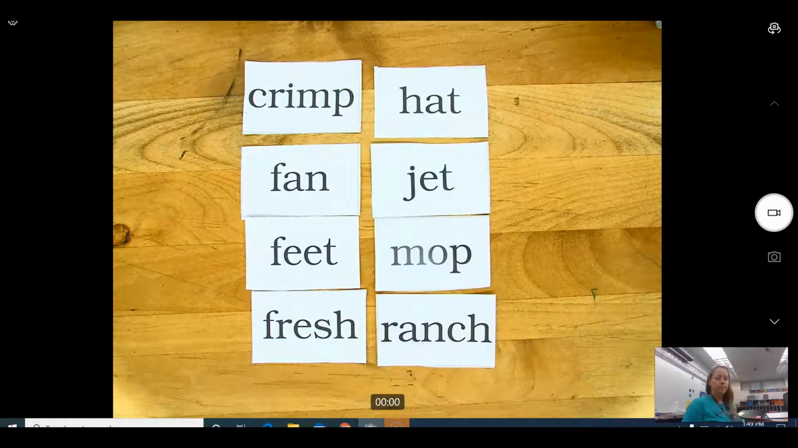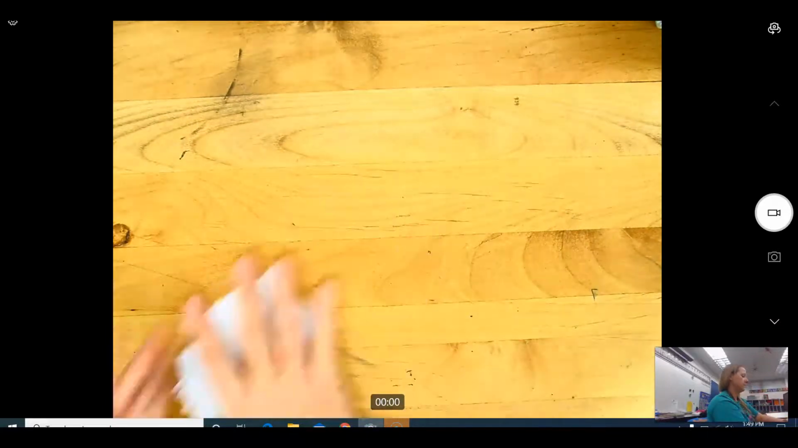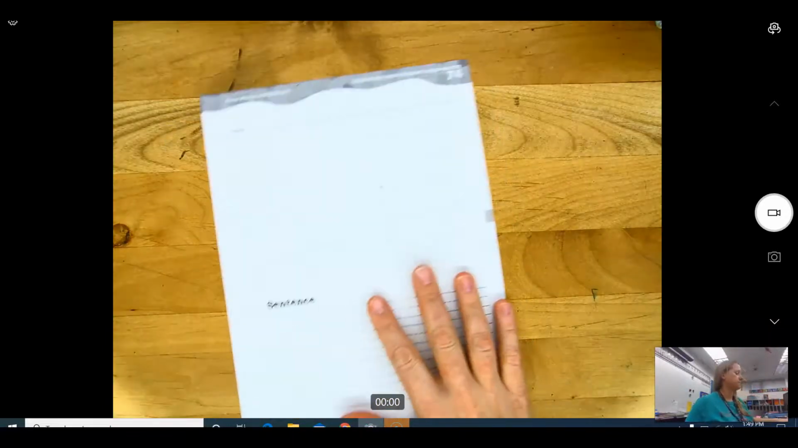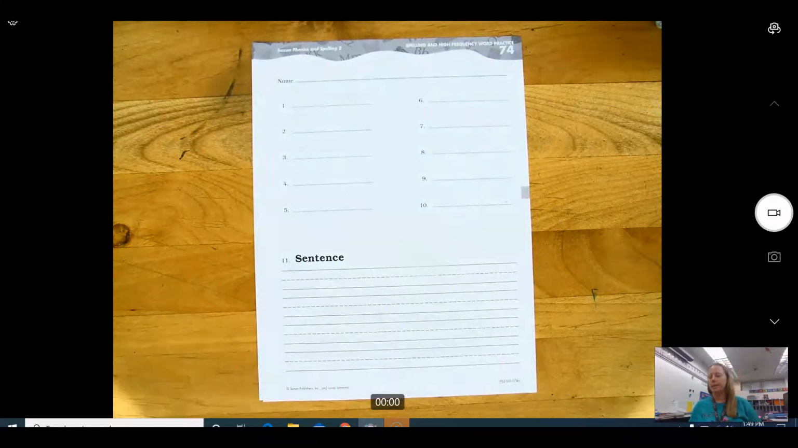I-J-K-L-M-N-O-P-Q-R. Okay? Really quickly, we just put those words in ABC order. Okay, going over to our high frequency words, we're going to write down some sight words, so echo after me.